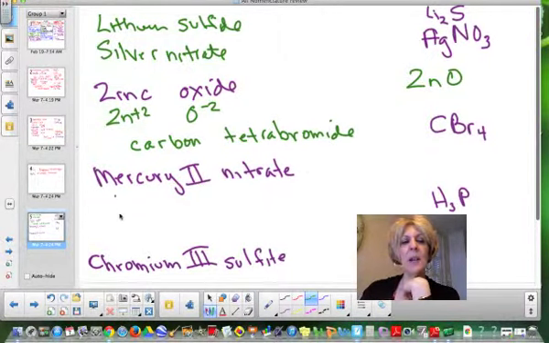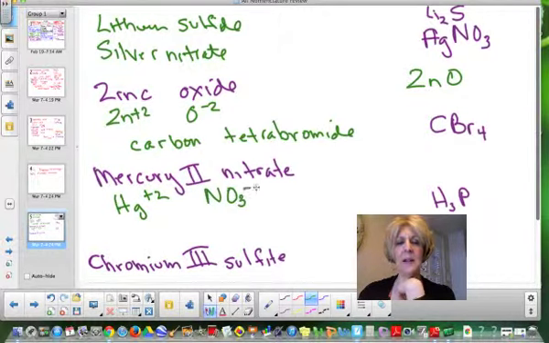Mercury 2 nitrate, well, that's telling me that the charge on the mercury is a +2. Nitrate is NO3 minus, so I'm going to need a parentheses around my nitrate. So it's going to be Hg parentheses NO3 2, that's mercury 2 nitrate.